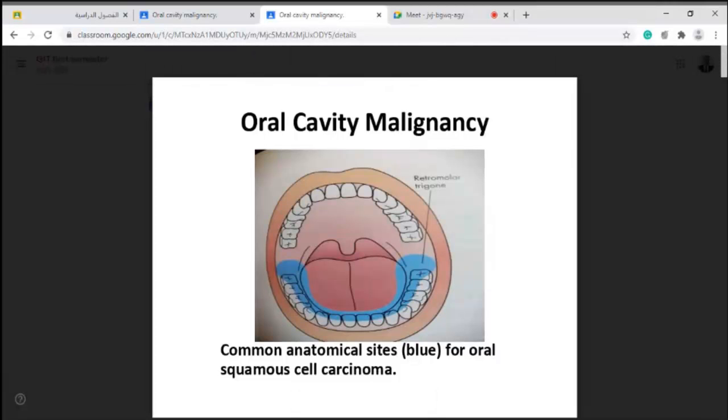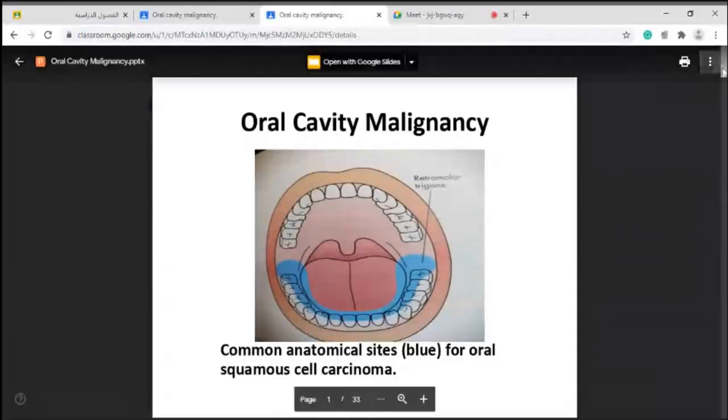So either there are multiple primaries at the same site, this is called synchronous tumor, or after 6 months, that's to say the patient may have CA of the tongue, and we remove half of the tongue, partial glossectomy, and we do a flap, and that's all. And after more than 6 months, he may develop another primary tumor, not recurrence, but another primary tumor. We call it metachronous tumor. We will explain this in the next slides.